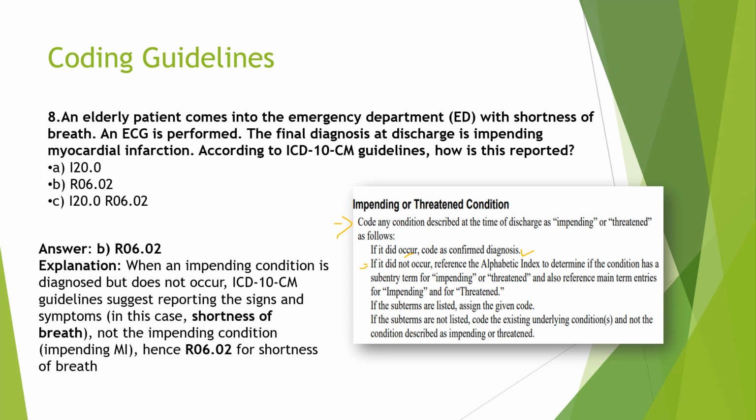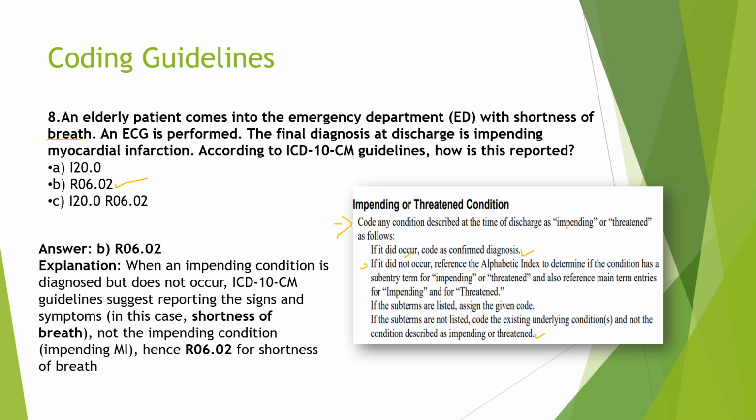If you follow this coding guideline, we will not have any subterm listed under impending. So what we can do, this is the last guideline: if subterms are not listed, code the existing underlying conditions and not the condition described as impending or threatened. So here we have to go with the underlying cause, that means the symptoms they have documented. They have documented shortness of breath. According to the ICD coding guideline regarding impending, we should go with R06.02.